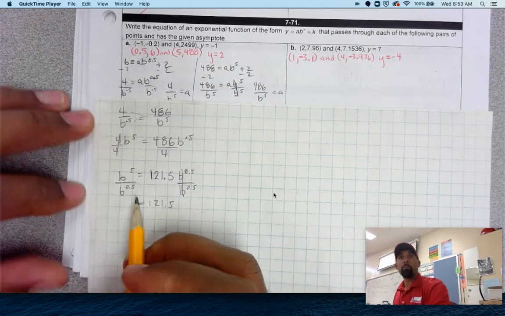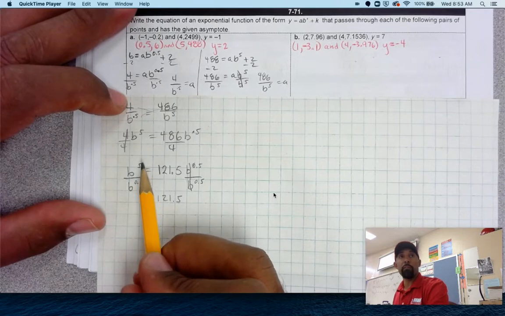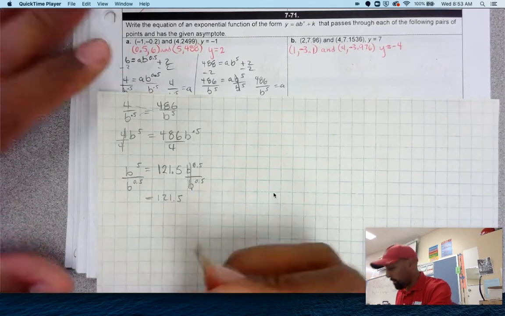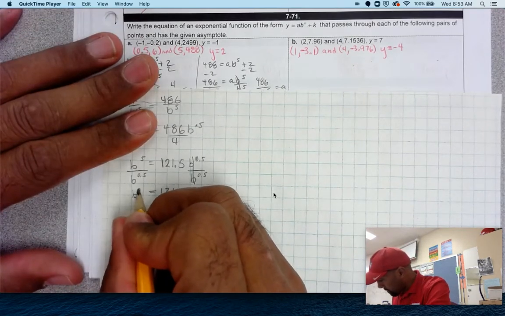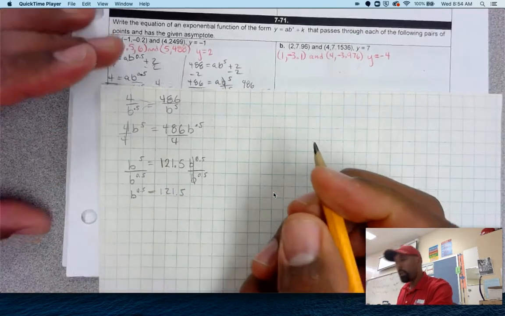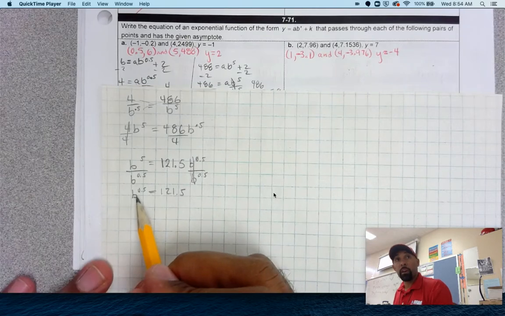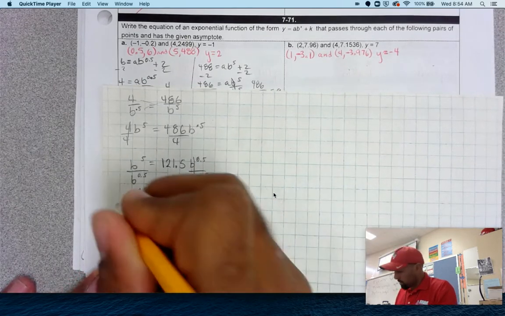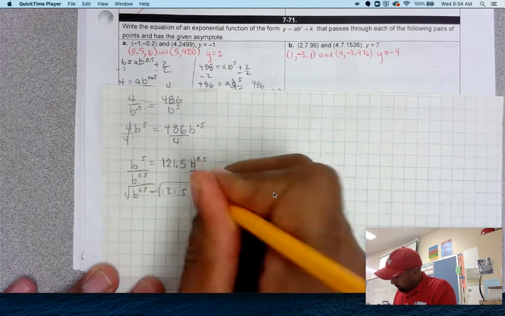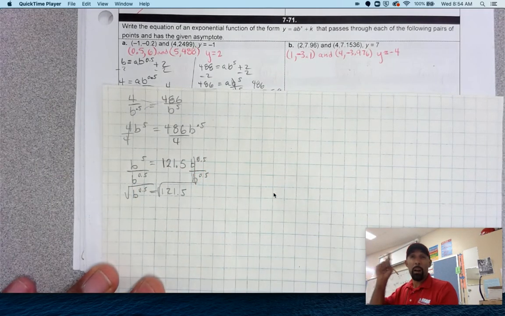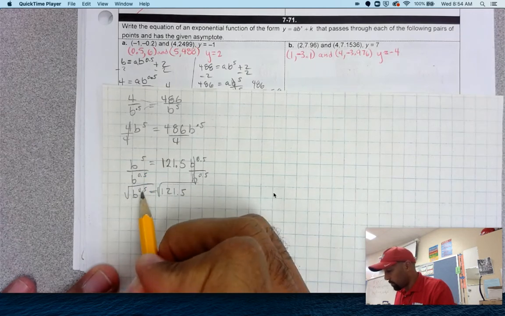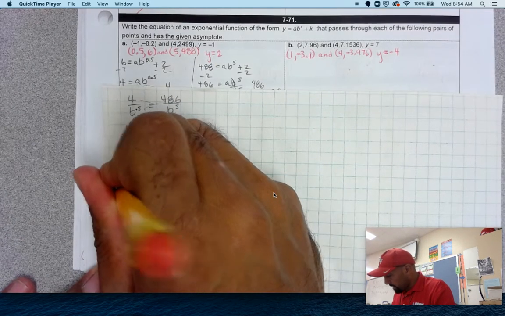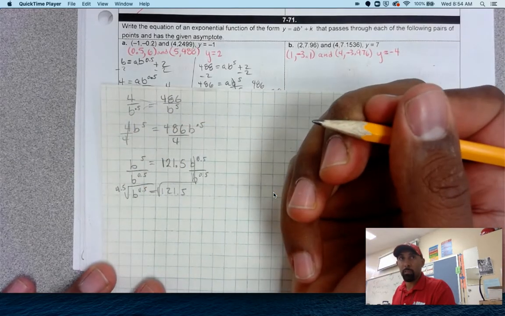So now I want to use my exponent rules, and if I divide, that means I subtract. So 5 minus 0.5 is 4.5. Now, when you have a variable raised to a power and a number on the other side, we take a root of both sides. And it's not a square root, because we want it to be the same power as this 4.5.